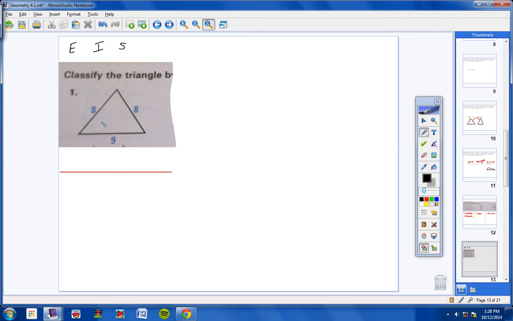Okay, here we go. Notice we have a side here with a length of 8, a side here with a length of 8, so we have two sides that are congruent, and we call that an isosceles triangle. Hopefully you understand that. All right, let's continue on. I want you to try another problem here.